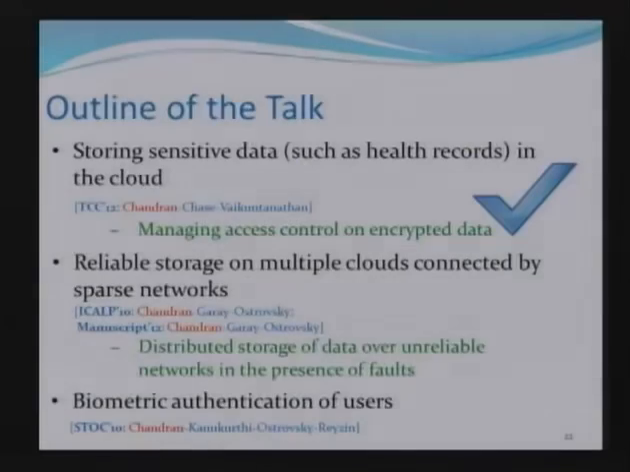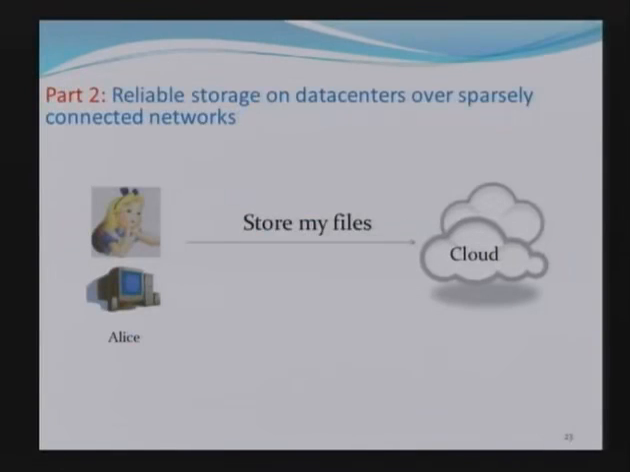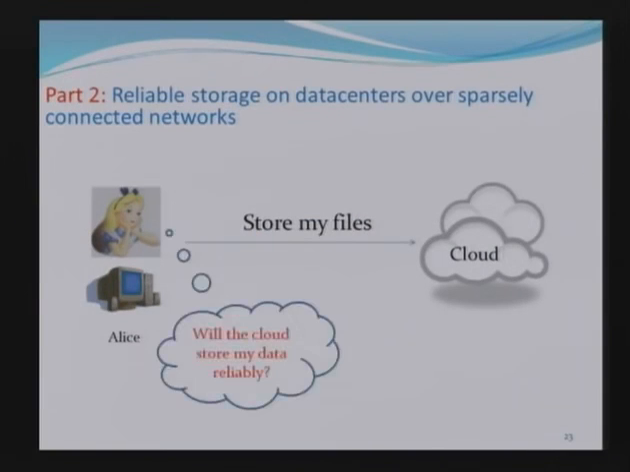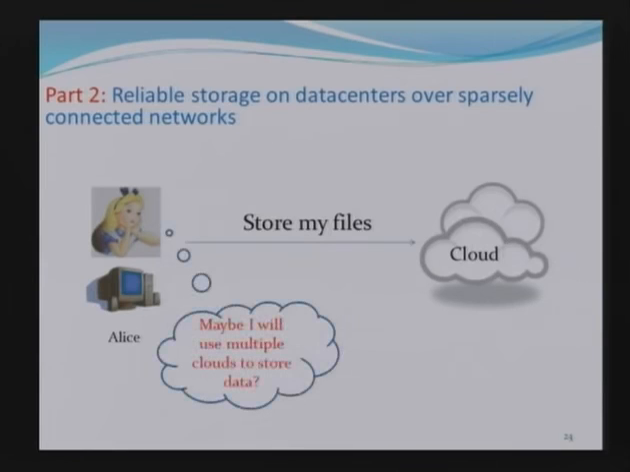So the second part of my talk deals with reliable storage on multiple clouds that are connected by sparse networks. So here's the setting. Alice wants to store all her files in the cloud. But of course she wonders, will the cloud store my data reliably? What happens if something is lost? A natural question is, maybe if she uses multiple clouds, or if the cloud uses multiple servers to store her data, there'll be more reliability.